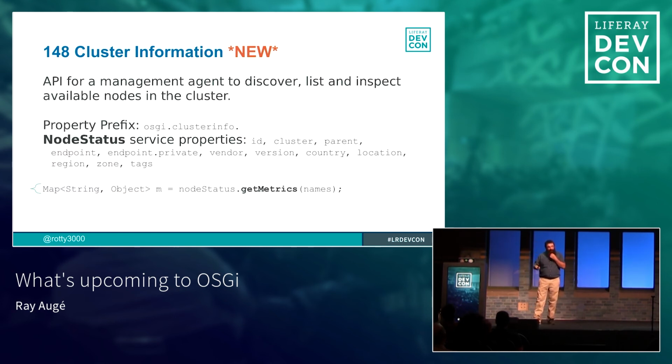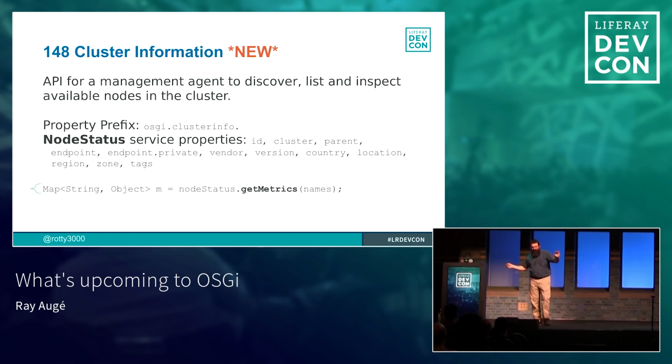Then another subsequently new specification is called cluster information. This is all about when you have a cluster of nodes, with Liferay spread all over the place. It has OSGi frameworks running everywhere, and you want to basically introspect information about that as a whole. And so a cluster information specification is created that publishes services into the service registry about the nodes available in your cluster, so that you can introspect all the information, the IDs and the country and the location.